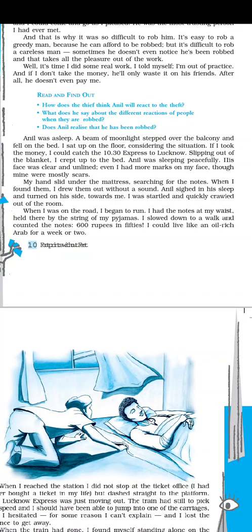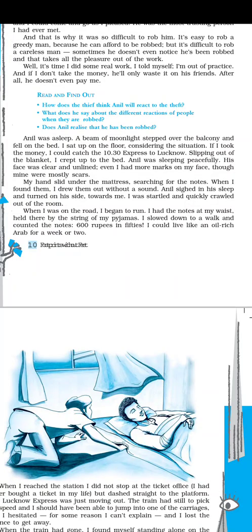Slipping out of the blanket, I crept up to the bed. Means slipping out of, just coming out of the blanket, the cover. I crept up to the bed. What is crept up? Means kind of crawl or to go, right? To move slowly and carefully, especially in order to avoid being noticed. Means you will go in a way so that no one will understand, no one will notice you. So crept up to the bed.